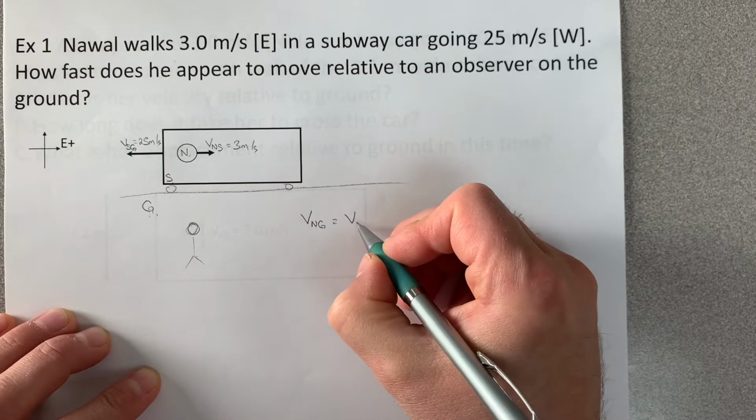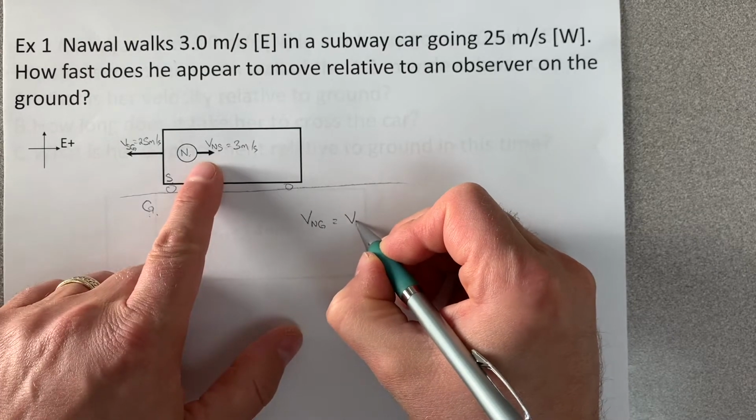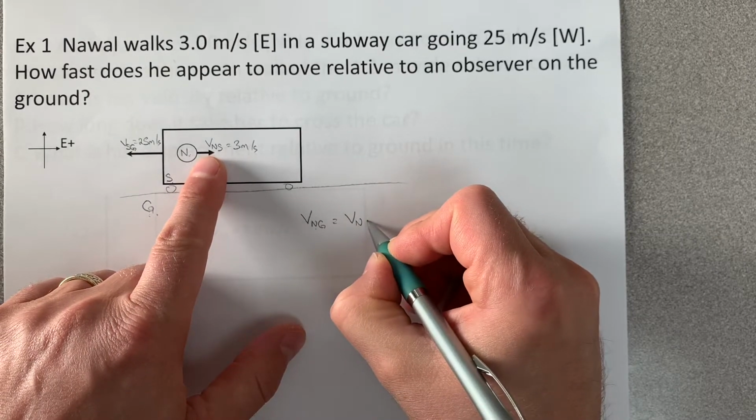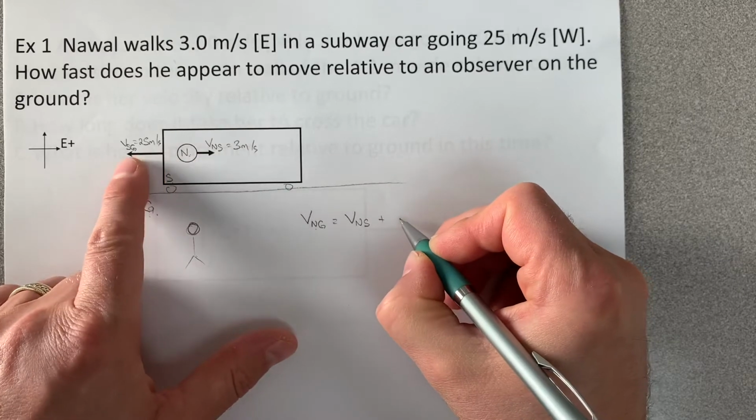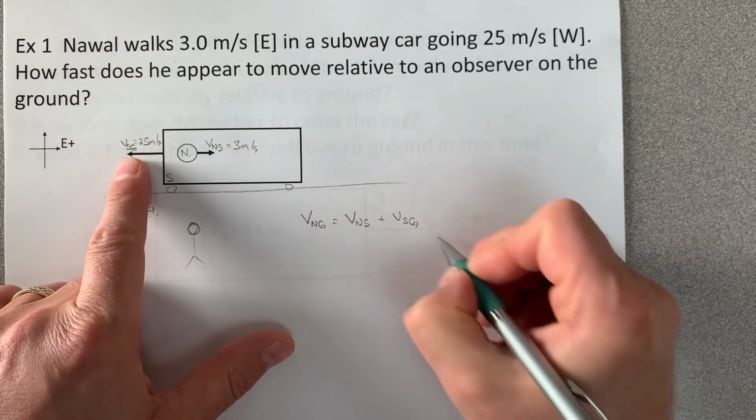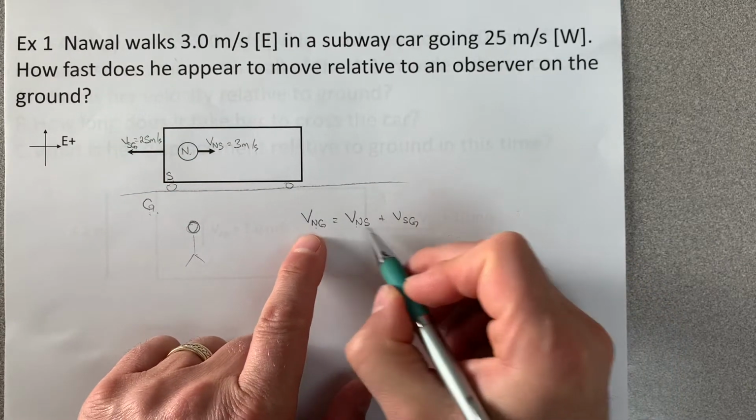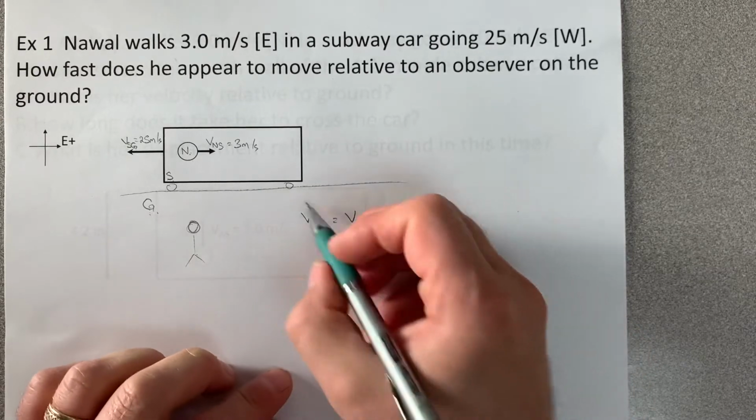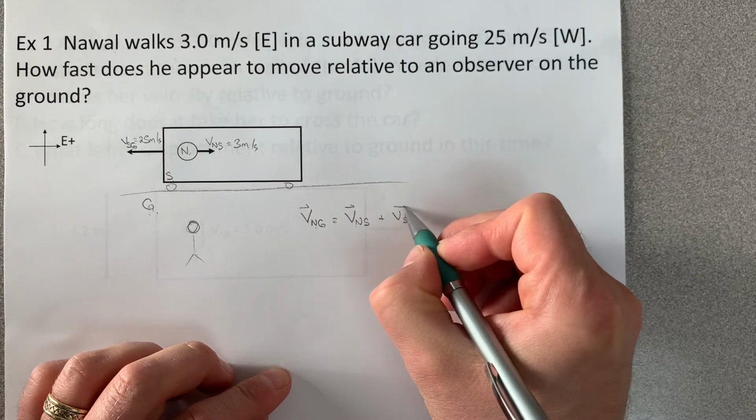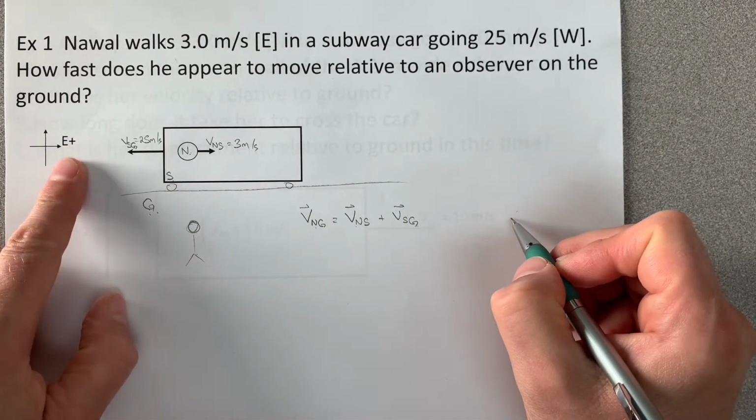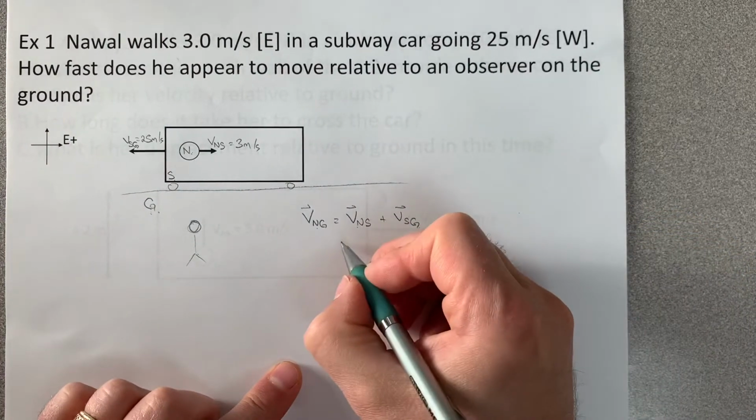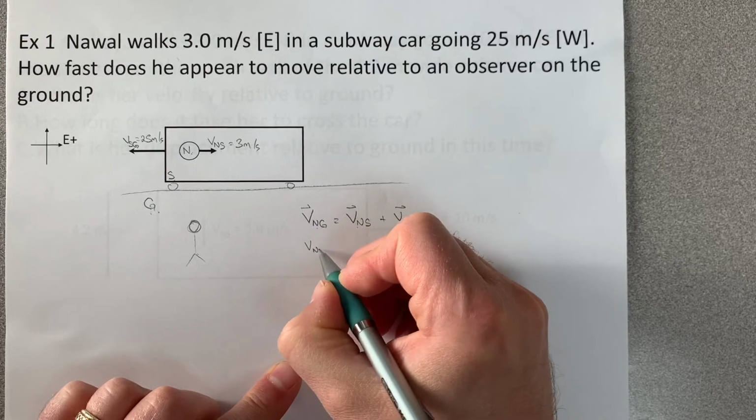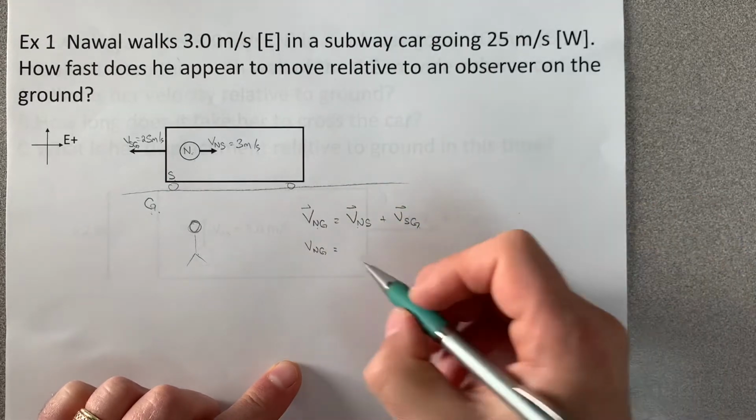That is going to be the velocity of Nawal, so I want N first, so Nawal relative to subway car plus subway car relative to ground. So the N's line up, the G's line up, and the S's you can kind of think of as canceling out. I do need to consider these things as vectors though, so I'm going to stick with east being my positive direction. Again, this is probably one you could do in your head, but they will get harder, I promise.